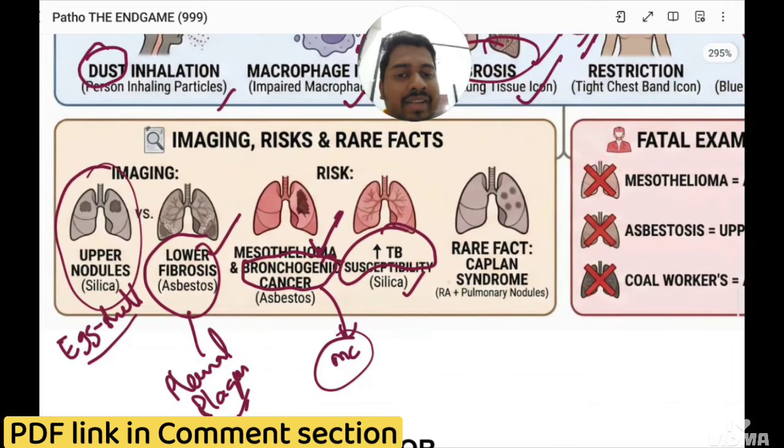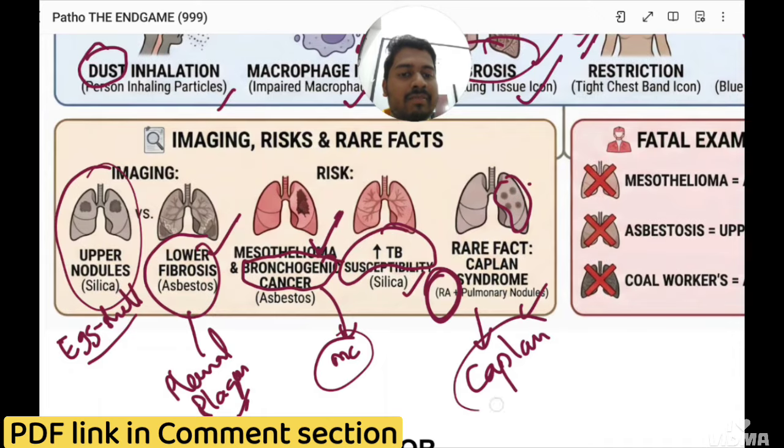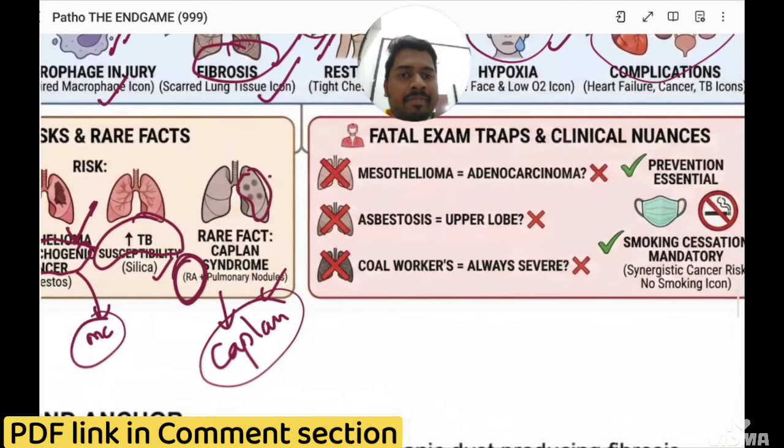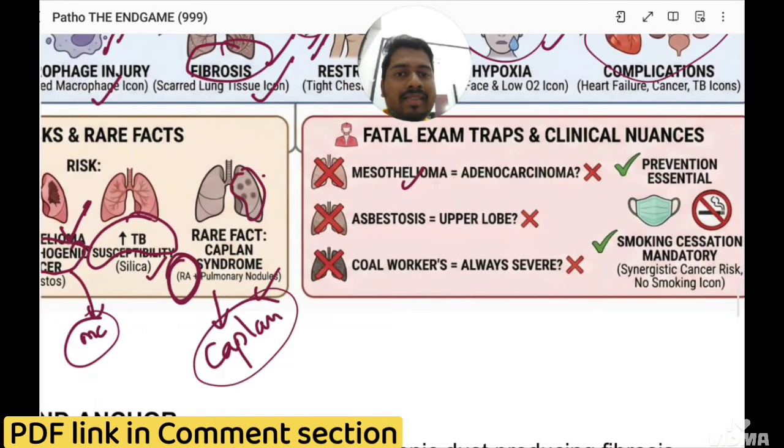This is one rare fact where rheumatoid arthritis, when it is associated with these pulmonary nodules in pneumoconiosis, is known as Kaplan syndrome. Okay, this has been asked in MCQs, especially INICET, a few times. So mesothelioma is related to the pleura, it is not adenocarcinoma. Next, asbestosis occurs in the upper lobe, correct? Sorry, asbestosis occurs in the lower lobe, silicosis occurs in the upper lobe.